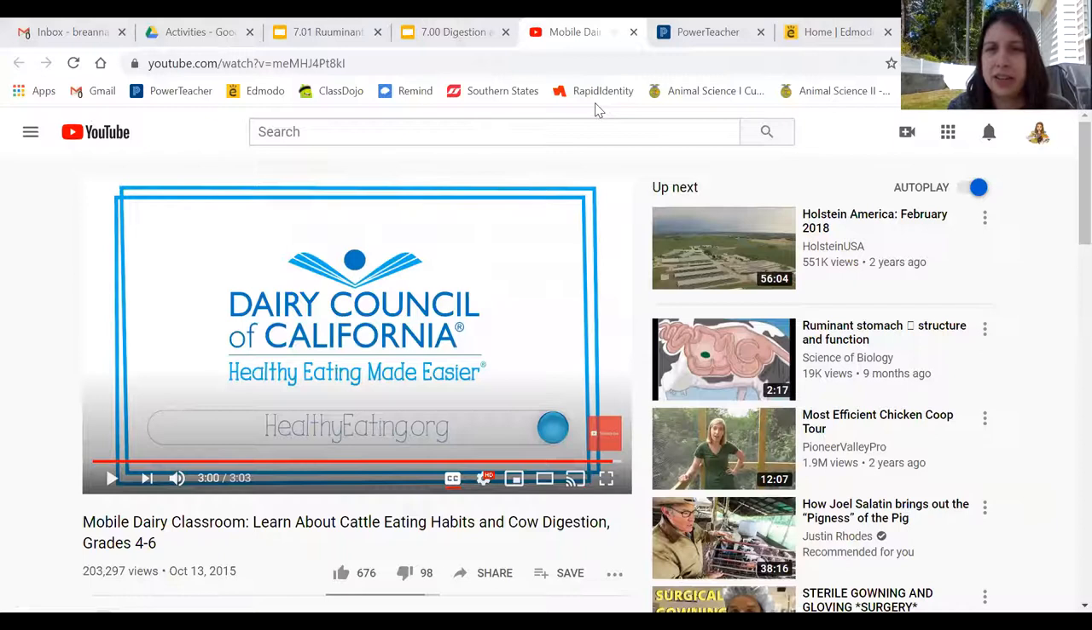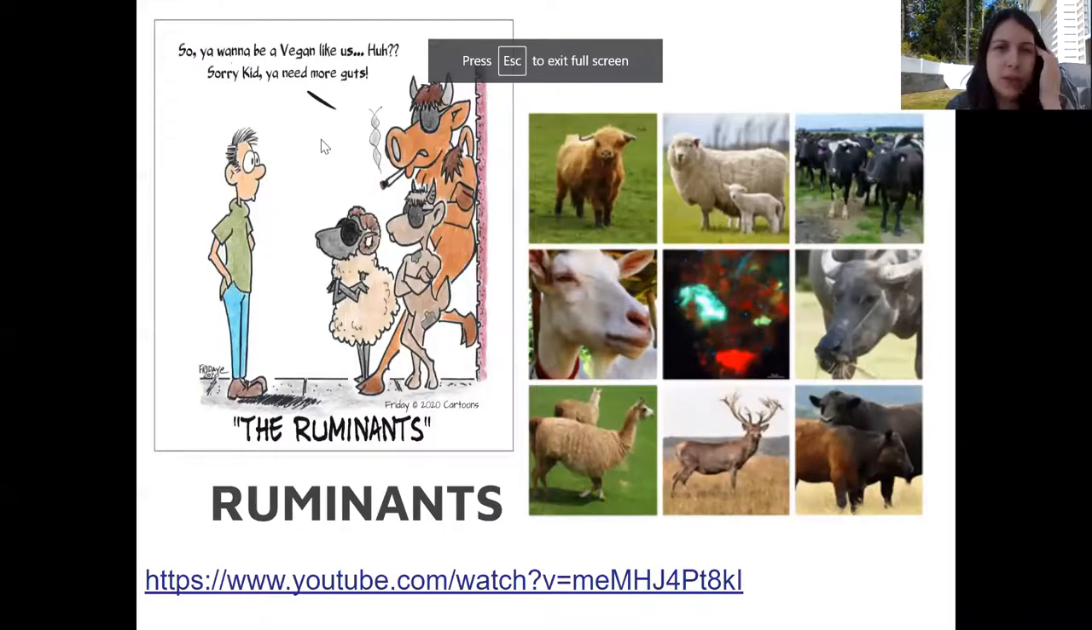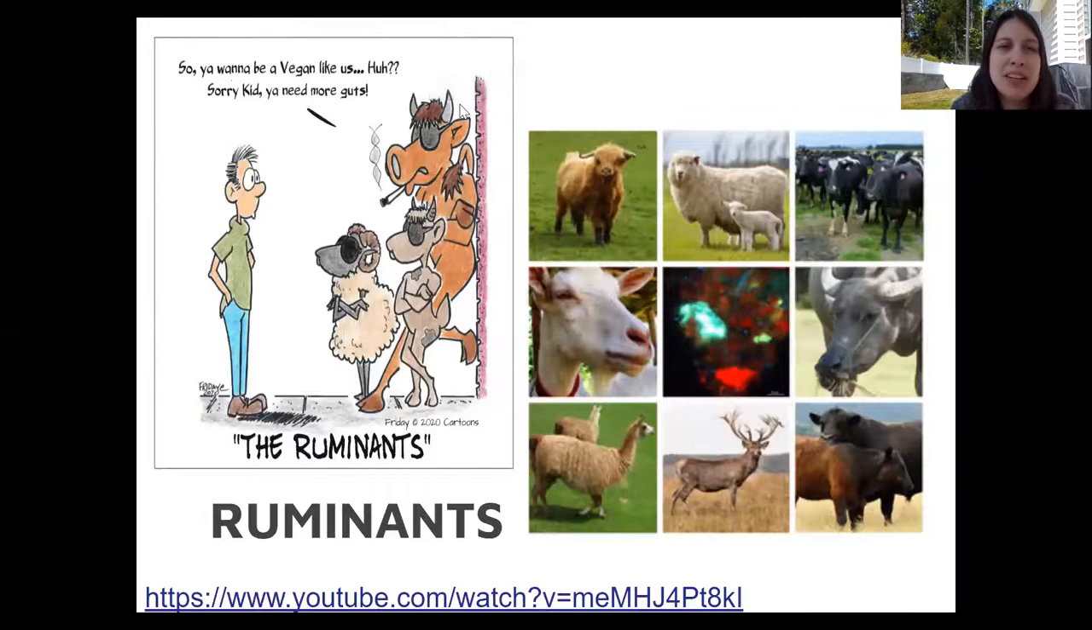All right, so we go back and look at this little comment here. They're telling this guy, sorry, you can't be a vegan like us. You need more guts. When they say they need more guts, they're referring to the fact that they have one huge stomach, like the size of a 10-gallon bucket. They have one huge stomach with 4 different compartments. So they're saying you need more guts to be able to digest vegan food better, like us.